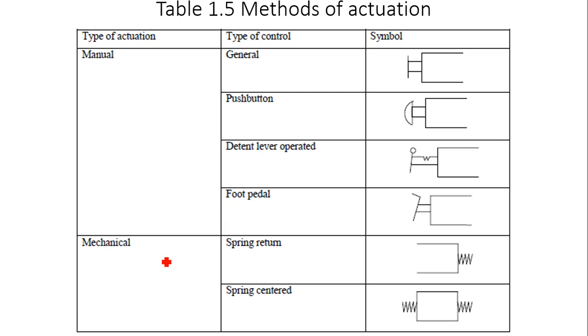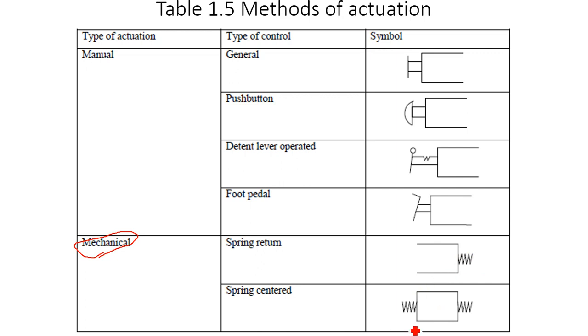Mechanical means it should be actuated automatically without any manual interaction or involvement. So mechanical is used for automation parts. Now what are the various types? Spring return, that means automatic. It will automatically take its position by spring. So this is one side spring, and you can say the right actuation is by spring. Spring centered.